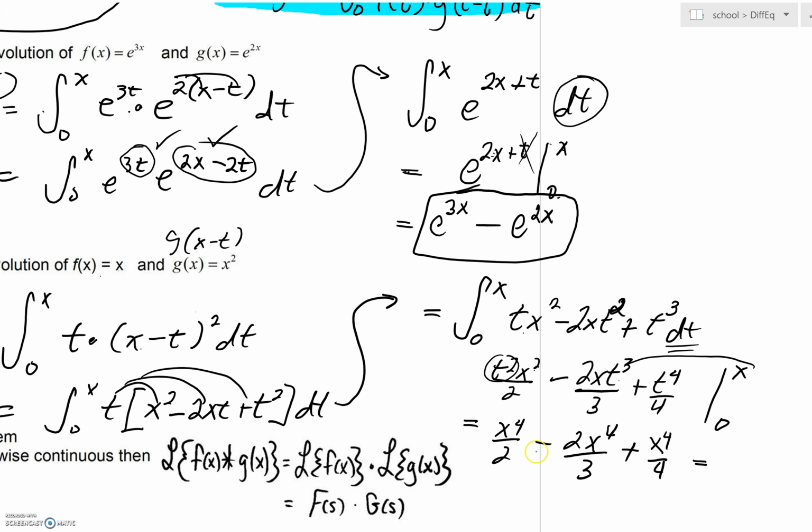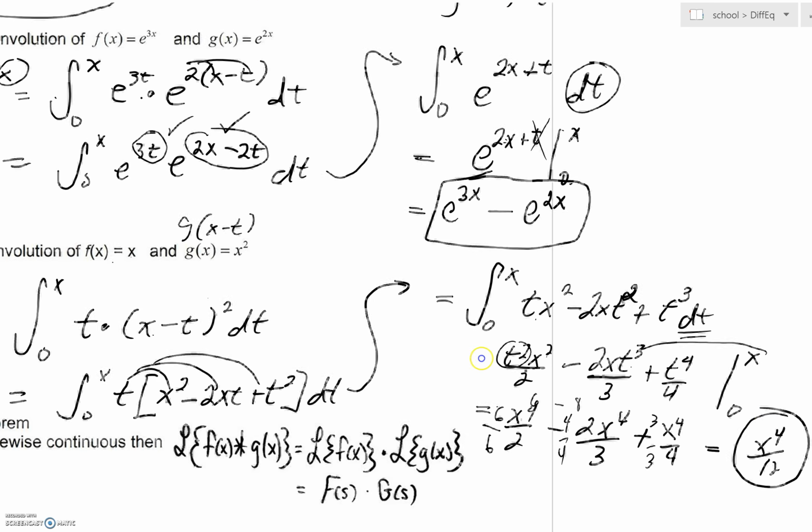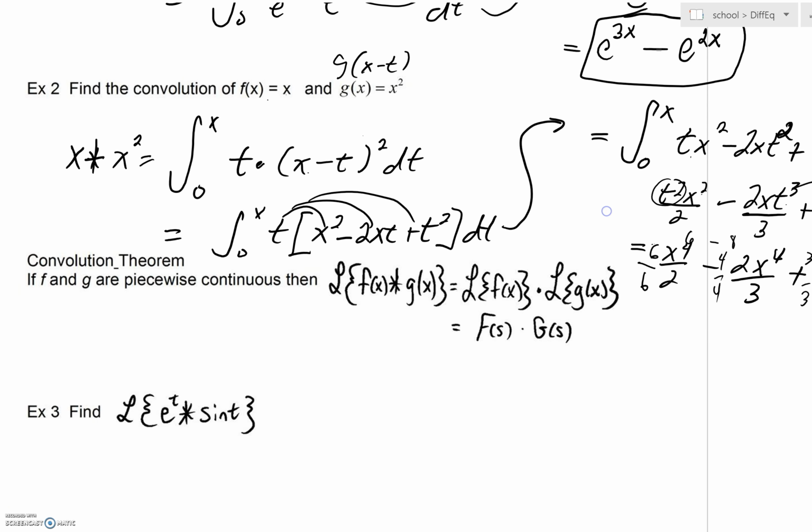Very quickly, I'll leave it to you. You can quickly confirm getting a common denominator of 12. As you multiply by 6 over 6, here you'd multiply by 4 over 4, here you'd multiply by 3 over 3, you'd get 6 minus 8 plus 3. That's just going to be 1 x to the fourth all over 12. That's your convolution.